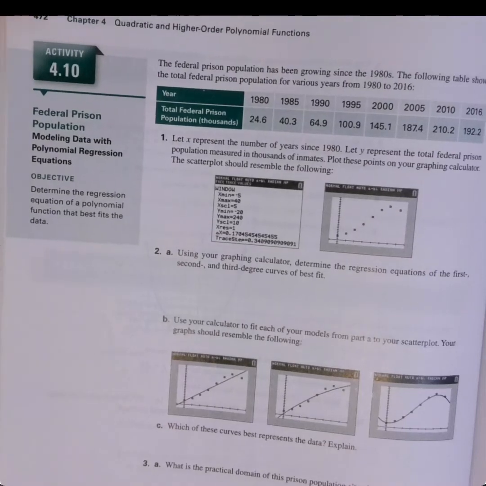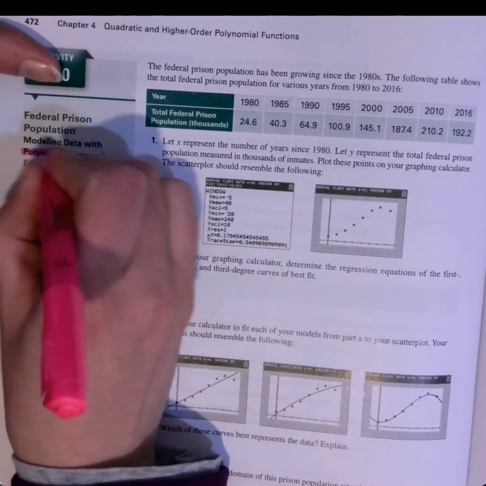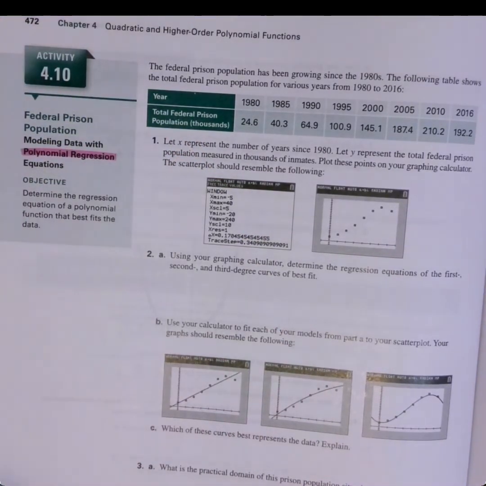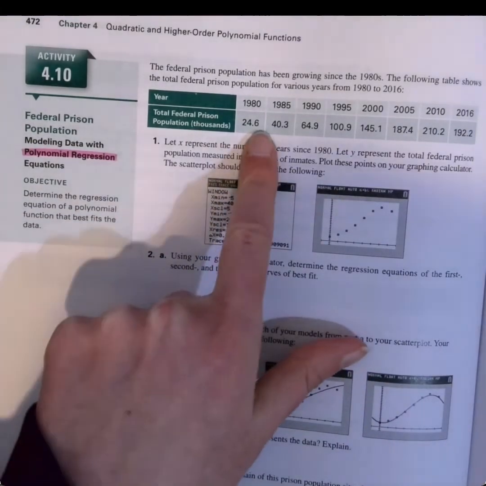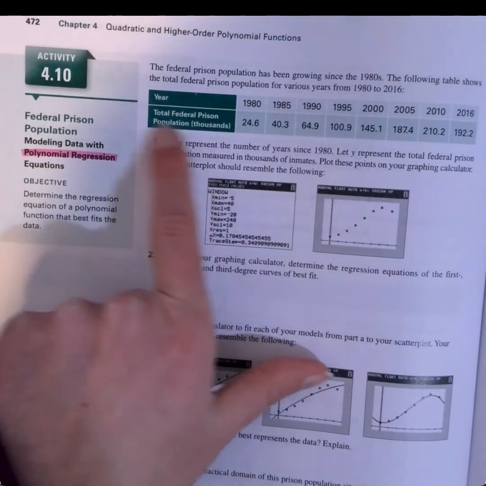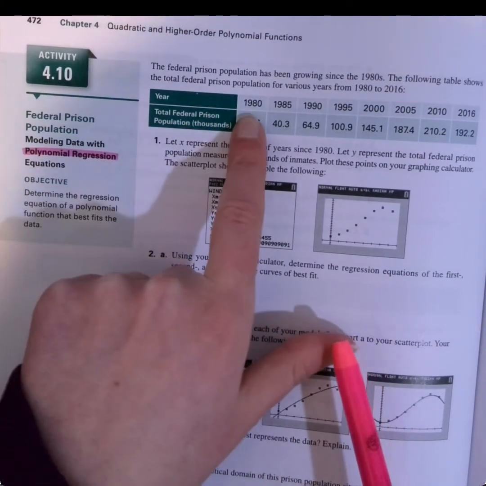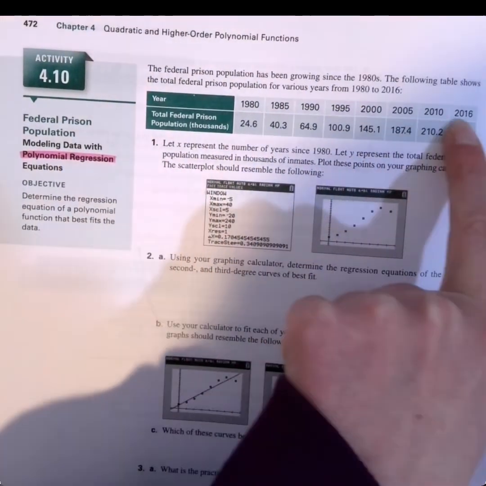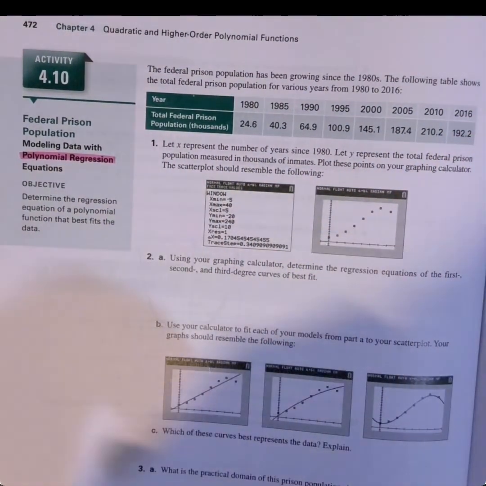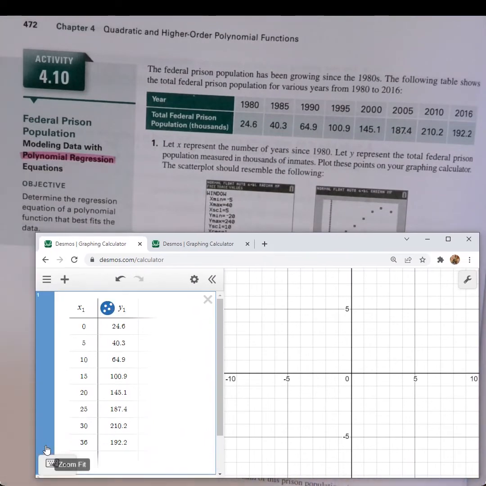In section 410, the last section of the chapter, we're ready to do some polynomial regression. In our first data set, we're looking at years since 1980 and the federal population of prisons. We're going to count by 0, 5, 10, up to 30 and 36. I went ahead and stuck this data into my Desmos window, and I'm going to zoom on it.